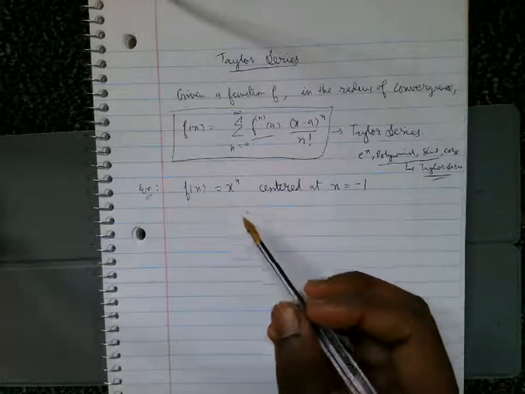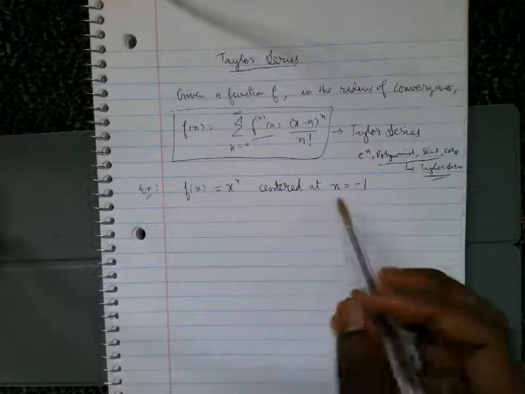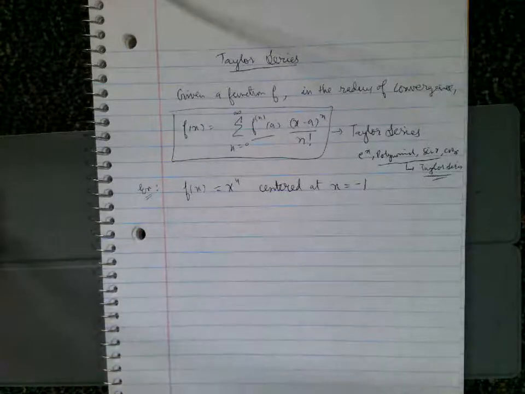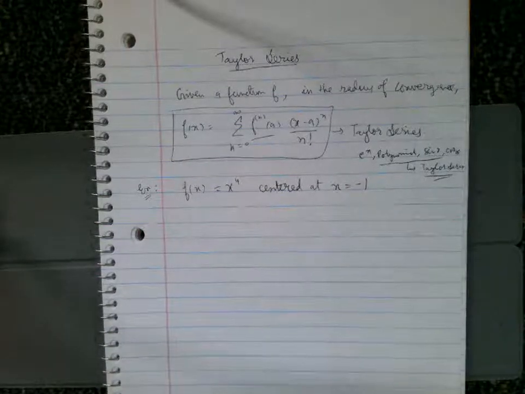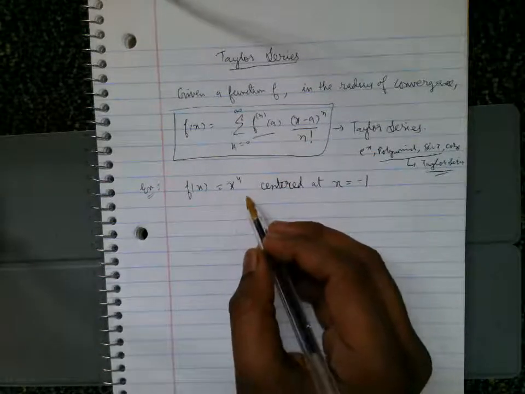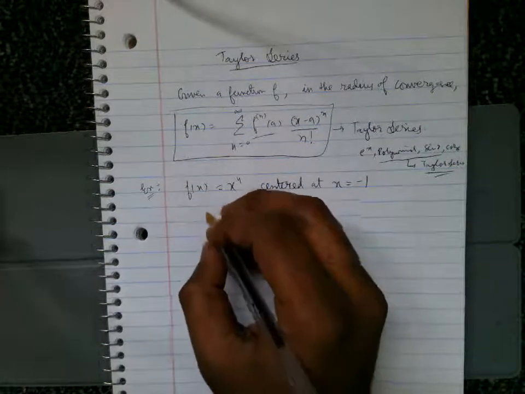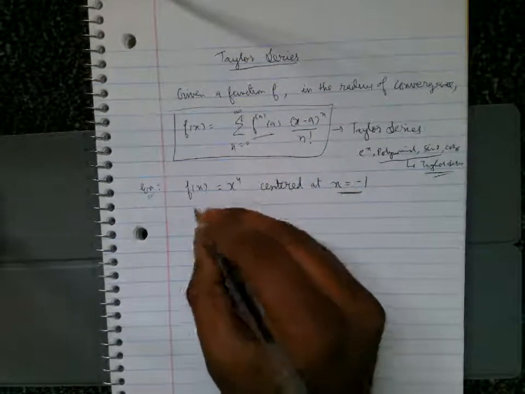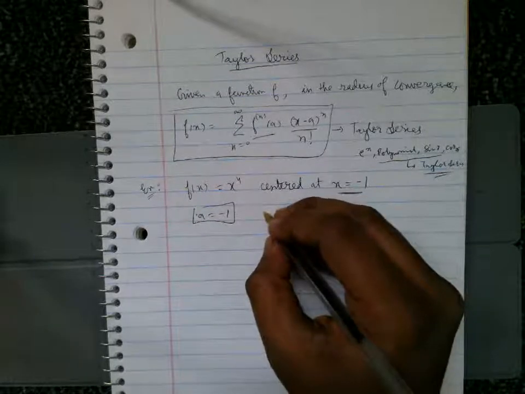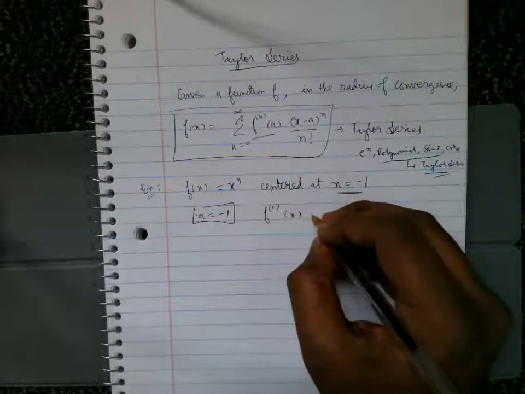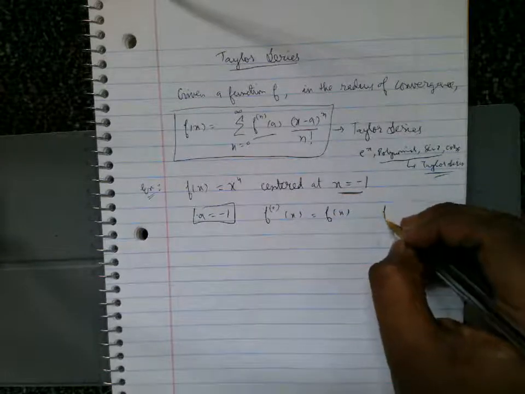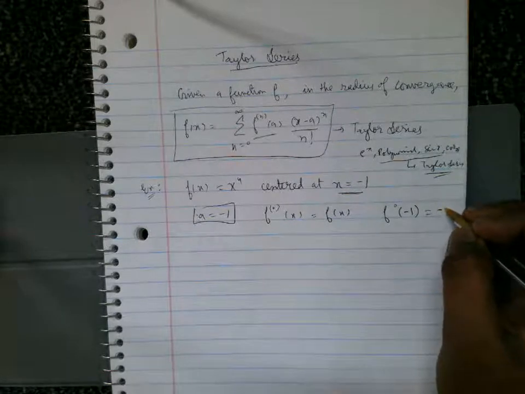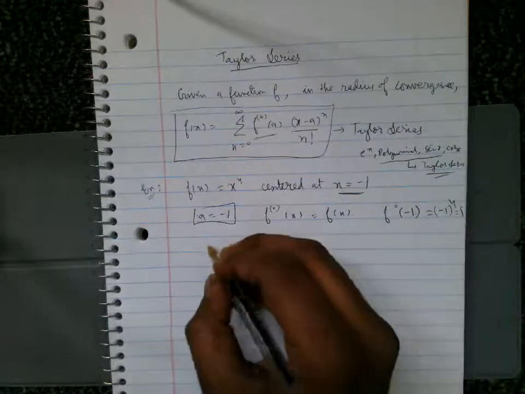So let's try a few examples where we have to find the Taylor series of f centered at some point x equal to a. Let's start with the first example, which is f of x equal to x to the power 4 centered at x equal to minus 1. Since the center is minus 1, we write a equal to minus 1, and the zeroth derivative f0 of x is f of x. So f0 of a, which is minus 1, is (minus 1) to the power 4, which is 1.